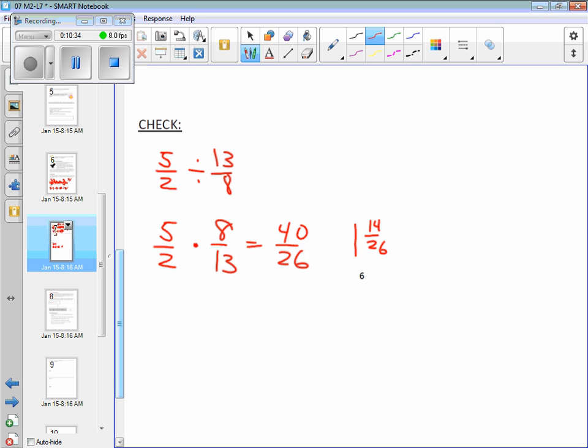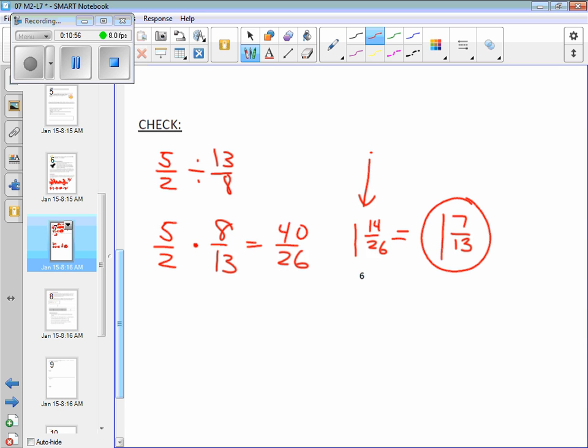How many have 1 and 14 over 26? It actually can be reduced. They're both divisible by 2. 14 and 26 are both divisible by 2. So you make it 1 and 7/13. That's what it is simplified. If you leave it like this, I would be okay with it.